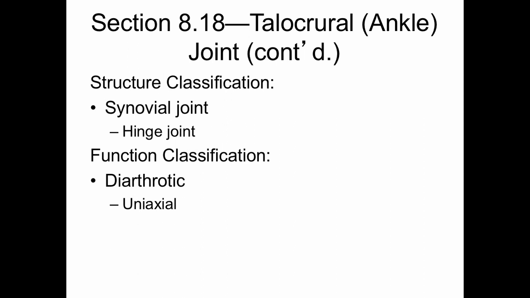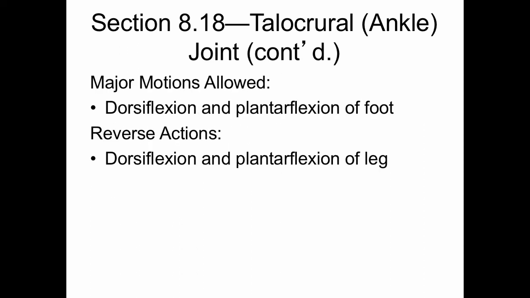The talocrural joint is structurally classified as a synovial hinge joint, and the talocrural joint is functionally classified as a diarthrotic uniaxial joint. The talocrural joint allows dorsiflexion and plantar flexion around the medial-lateral axis within the sagittal plane.